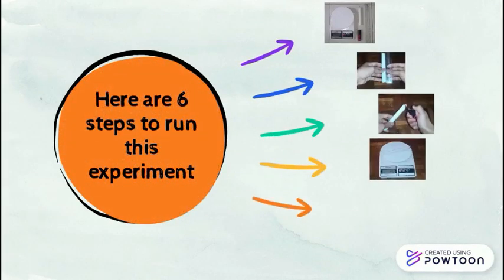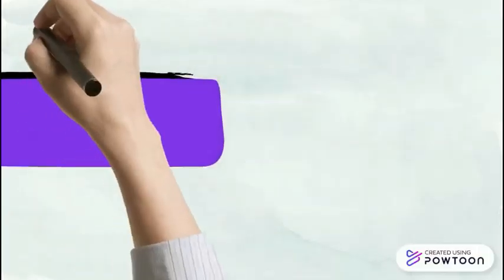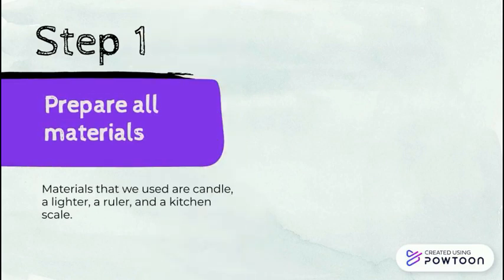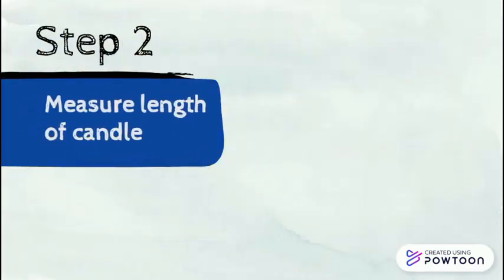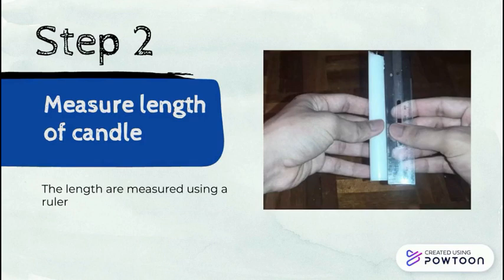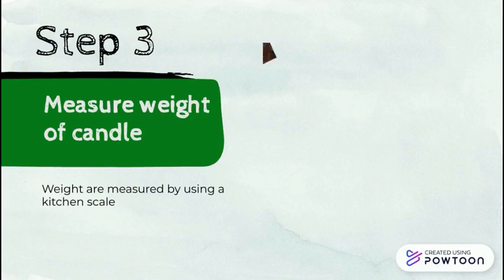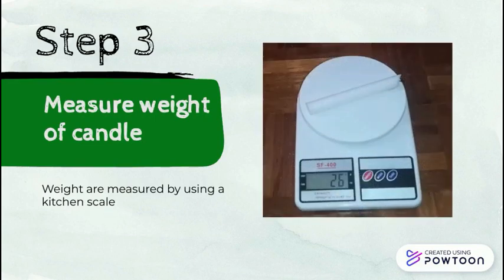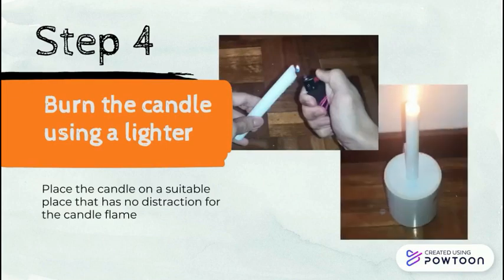There are 6 steps to run our experiment. Firstly, prepare all materials that we want to use, like a candle, a lighter, a ruler, and a kitchen scale. Next, we measure the length of the candle by using a ruler. Step 3. Measure the weight of the candle by using a kitchen scale. Step 4. Burn the candle by using a lighter and place it on a suitable place.